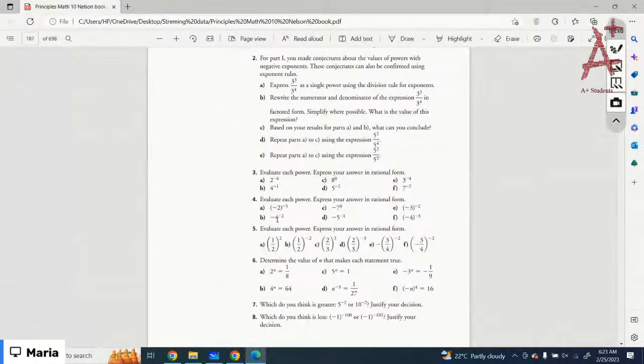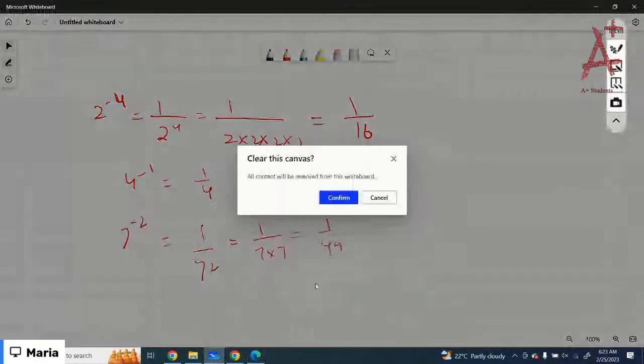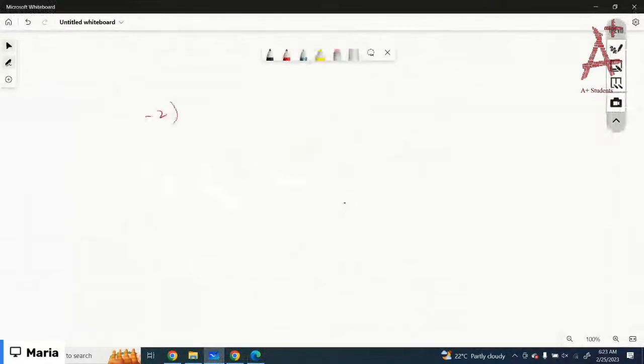So negative 2 exponent negative 5. The first one is negative 2 exponent negative 5. Got it? So that means it is 1 over negative 2 exponent 5. Got it? Because the negative 5 is the exponent of the whole thing, negative 2. It would be 1 over negative 2 times negative 2 times negative 2 times negative 2 times negative 2. Got it? And it makes negative 1 over 32. Got it?